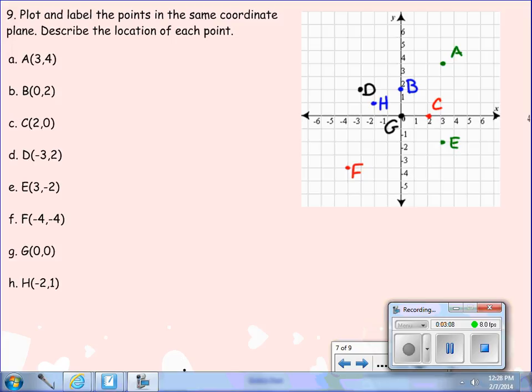Be sure and count the lines, because sometimes you will not have the number line numbered, so to make sure you have it on the exact point that it's supposed to be. The sign in front of the number tells you which direction to go. On the y-axis, you would go down. On the x-axis, you would go to the left.